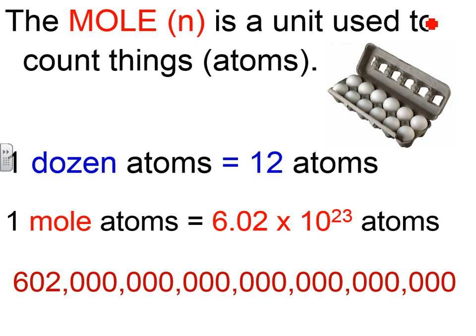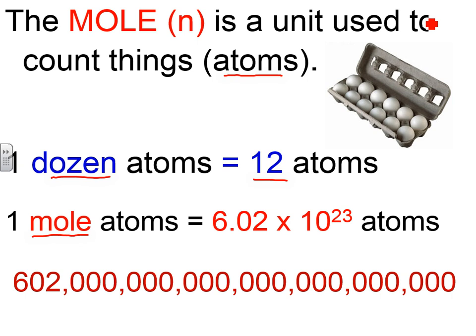Because atoms are so tiny, we need a special number to help us count them. And it's related to the idea of a dozen. We all know that a dozen stands for the number 12. We can use a dozen for produce, so a dozen eggs would be 12 eggs. A dozen atoms would be 12 atoms. And similarly, we define a quantity called the mole to simply stand for a certain number.